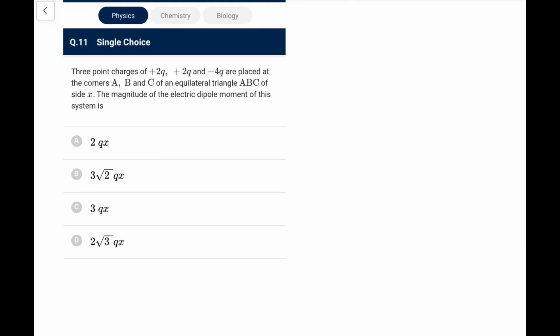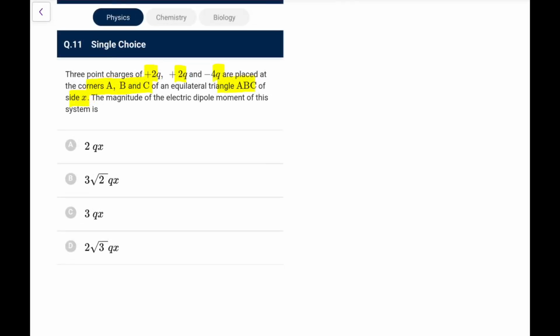Next. 3 point charges 2q, 2q, minus 4q are placed at the corners ABC of an equilateral triangle ABC of side x. The magnitude of the electric dipole moment of the system is. So what we have, equilateral triangle. Now let me take the pen again. It's an equilateral triangle ABC. One is plus 2q, one is plus 2q, and this is minus 4q.